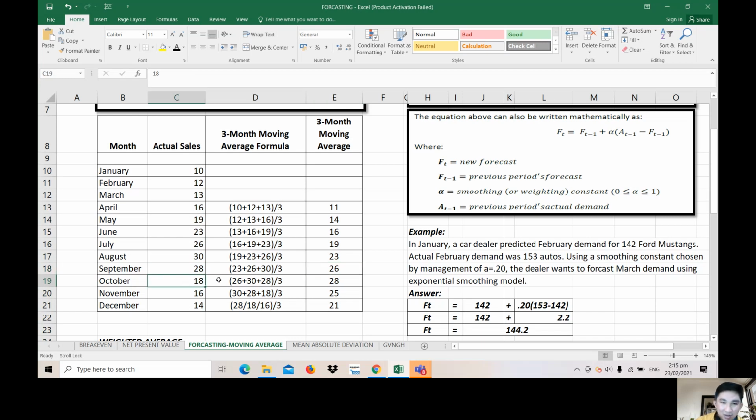In here, on October, the basis is the first 3 months before October: 26, 30, and 28. Divided by 3, our forecast is 28. That is our forecast.